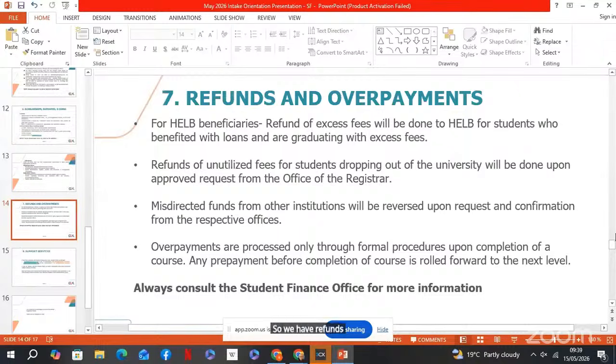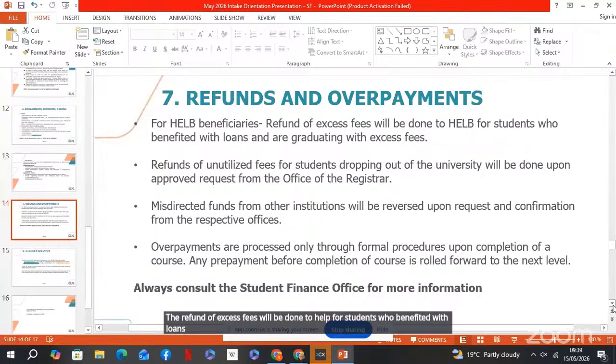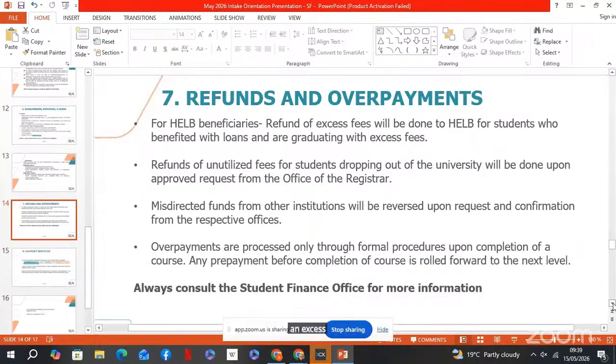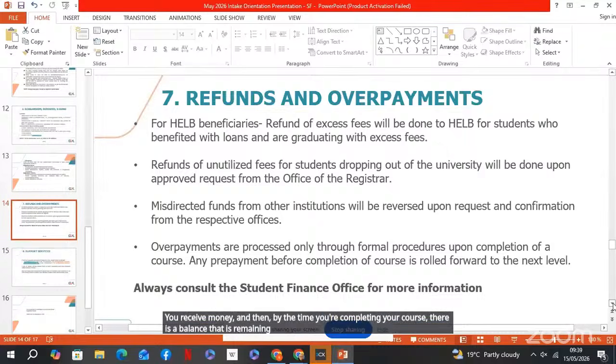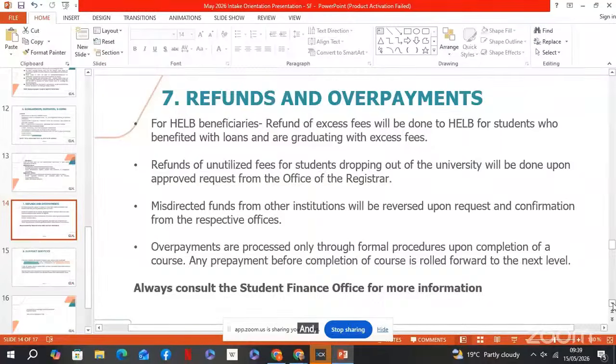So we have refunds and overpayments. For HELB beneficiaries, the refund of excess fees will be done for students who benefited with loans and are graduating with excess fee. So in case you apply for the HELB funding and you get an excess, you receive money, and by the time you're completing your course, there is a balance remaining. This money is remitted to HELB, and not to individuals. So kindly note that it's not remitted to individuals, but back to HELB.